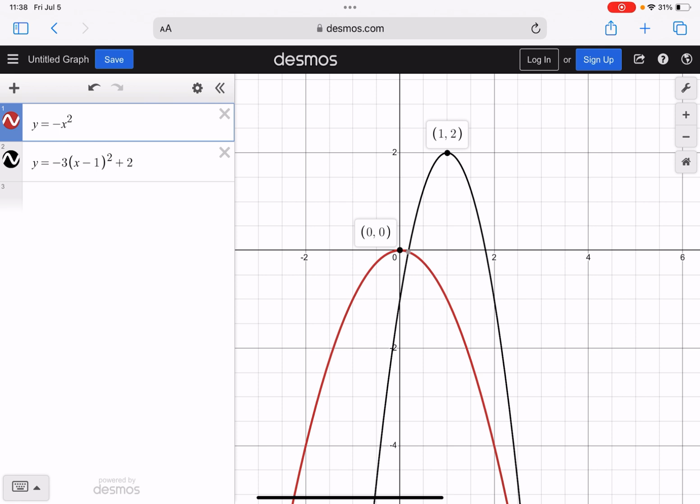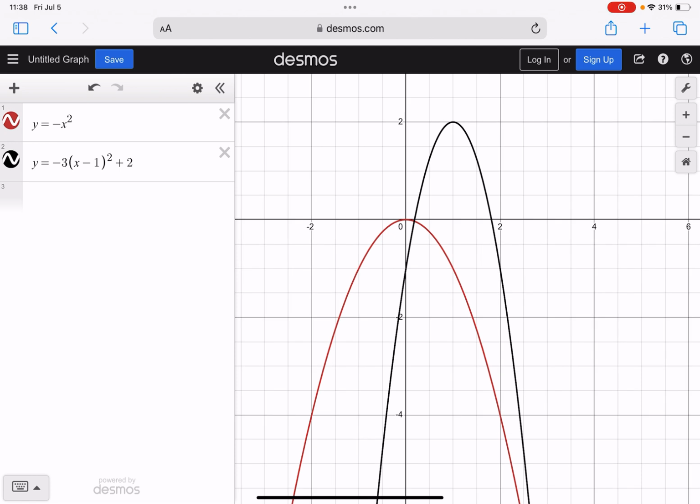Picture someone kicking a soccer ball. You start at one end of the soccer field, you kick it. Obviously, not everyone hits or kicks a ball in a perfect parabola, but let's just say you could. It hits a maximum and then it falls to the ground by gravity. Okay, so that is the basics of changing parameters in terms of transformations.